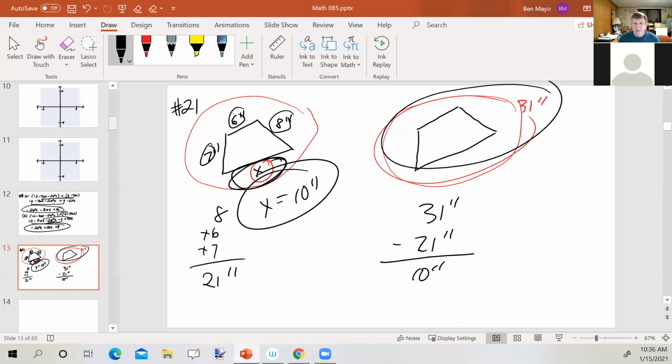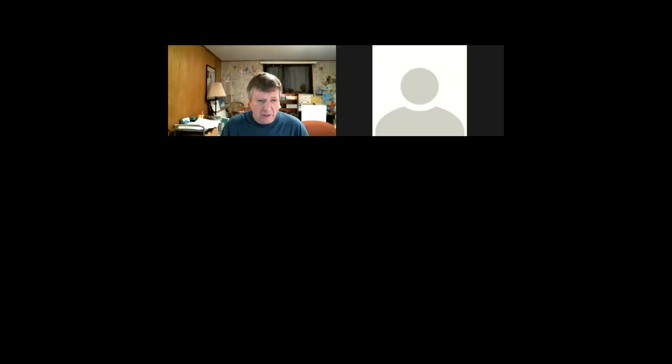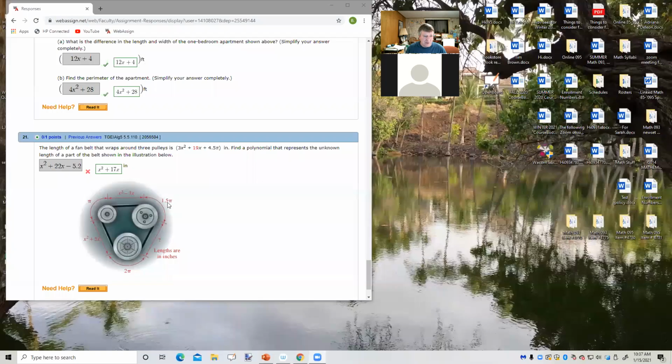All right. Now, 21, we're going to do the exact same thing. Instead of a trapezoid, it's this figure here. So I'm going to start, tell you what, let's start. This is the unknown piece. I'm going to start here at the bottom, and I'm going to go clockwise and add up the pieces that I know. Let me draw that picture, sort of.